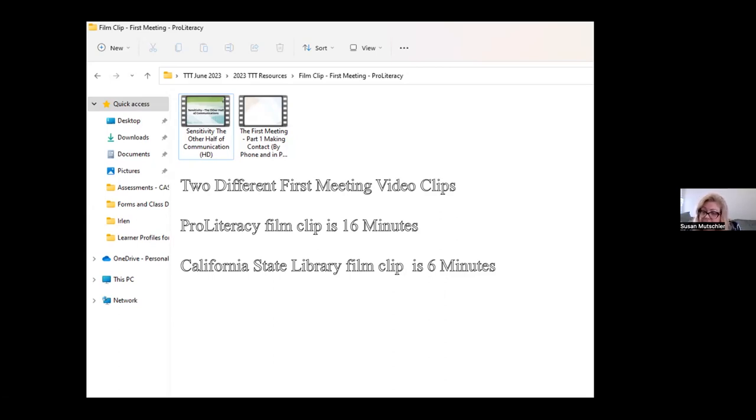It's kind of nice how to reach out and make that first contact. But I've used both of these. I think it puts the potential tutor at ease if you show something like this and you talk about what the first meeting is like. It definitely puts them at ease. So I don't know if there's other better ones out there, but these are two that I've used and I did put them on your shared drive. And if anybody has any other input about if they show a first meeting video clip or they talk about what the first meeting is like, I think that puts the tutor at ease a little bit.